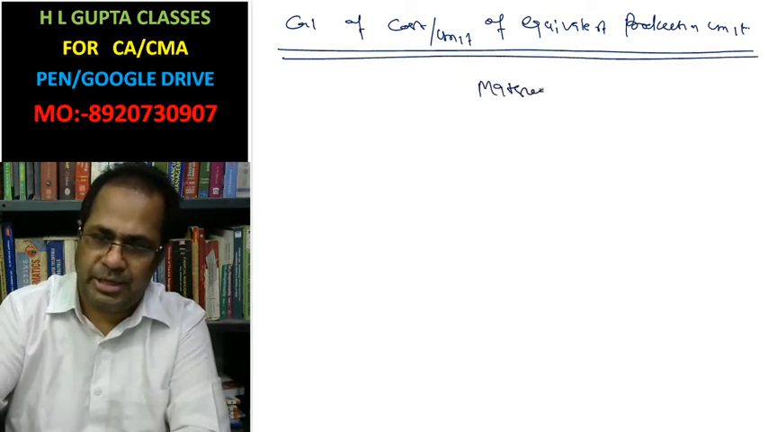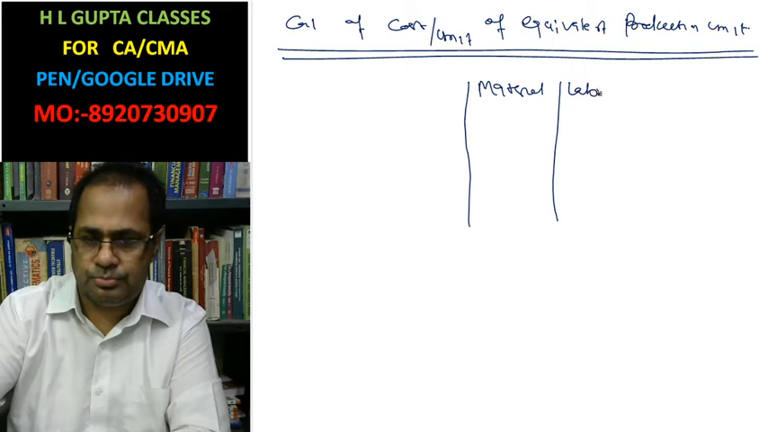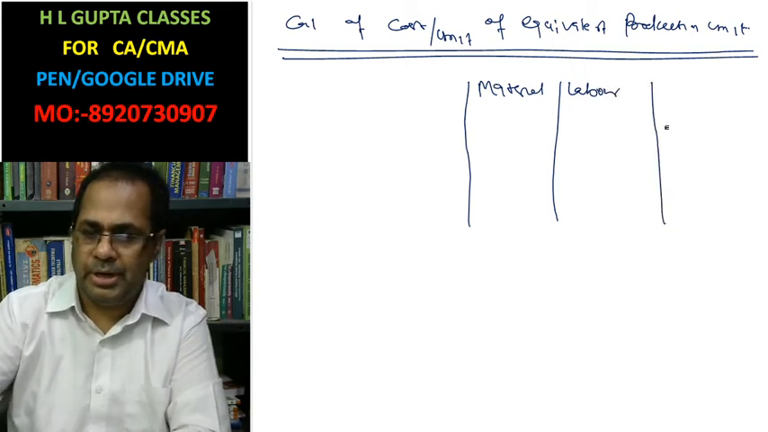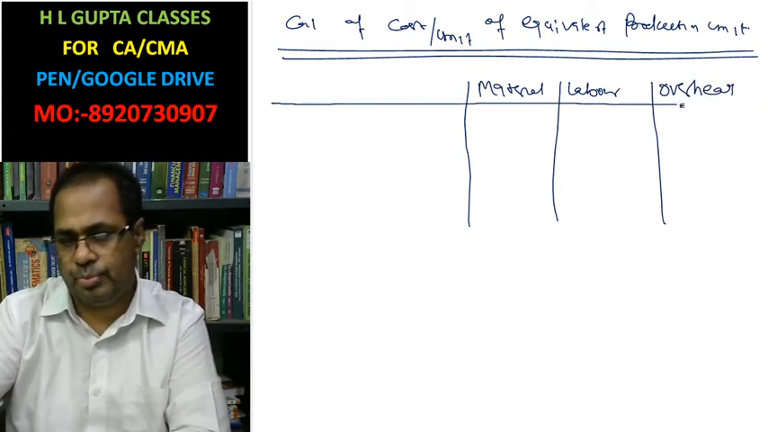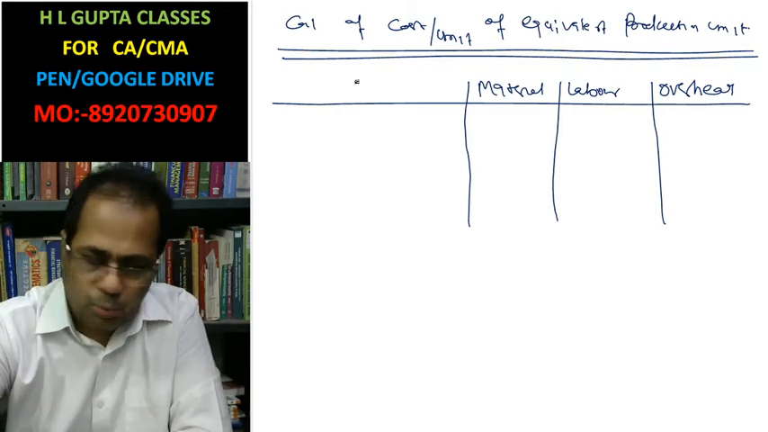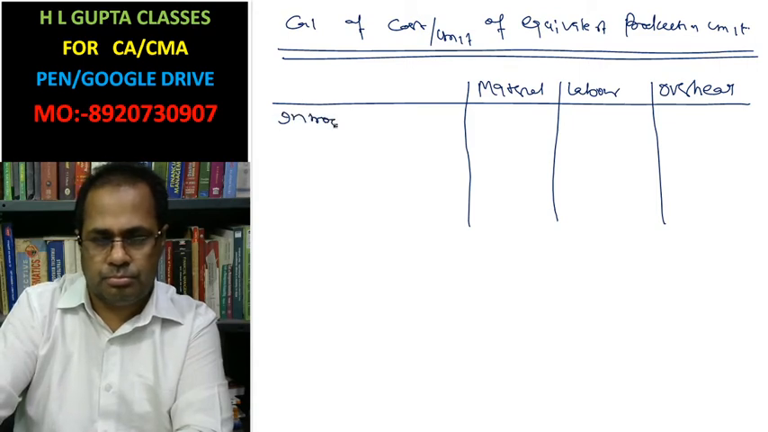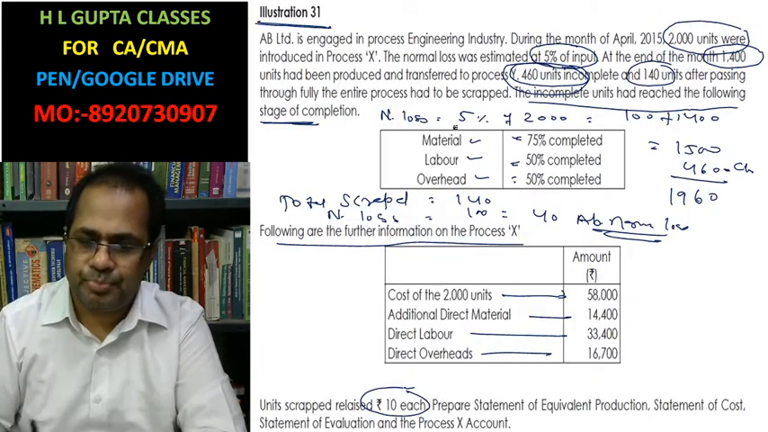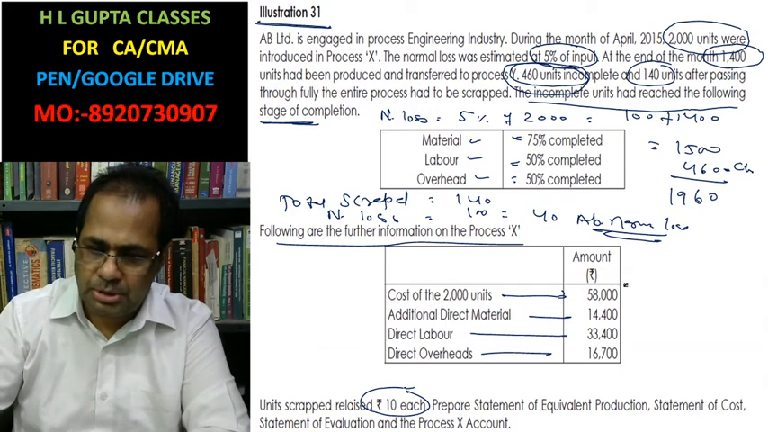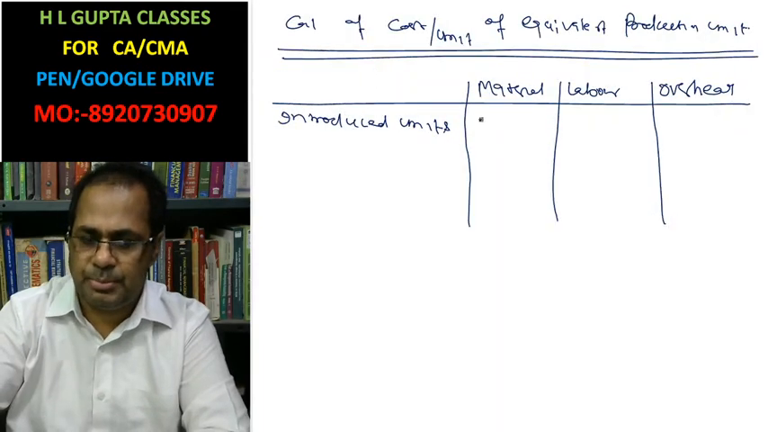In this case, you write material. You write here labor. You write here overheads. What will be the cost here? Introduced unit. Look at here. The cost is given here: 2000. The cost of this 2000 is 58,000.